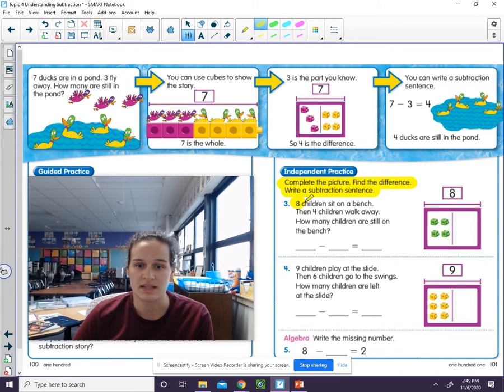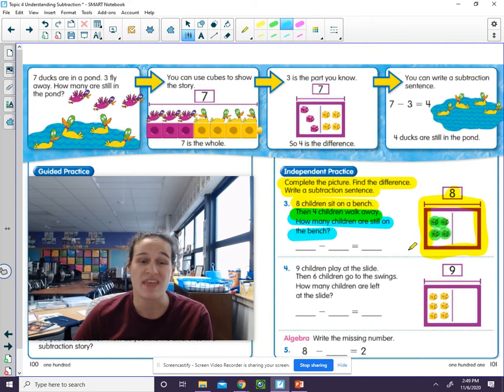This problem says 8 children sit on a bench. So here's where they put 8, and they're saying all of these are the 8 children who were sitting on a bench. Then 4 children walk away. So then these are the 4 children who walk away. How many children are still on the bench? That's the part we need to figure out. What goes here? So 8, and then 4 leave.